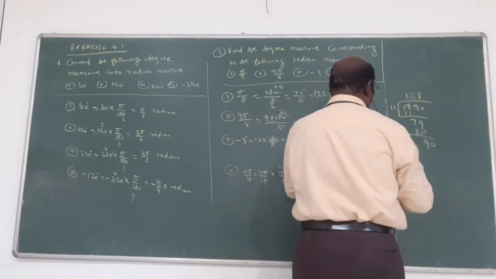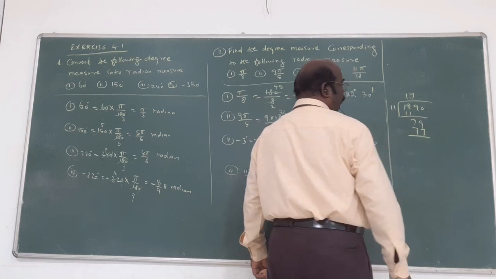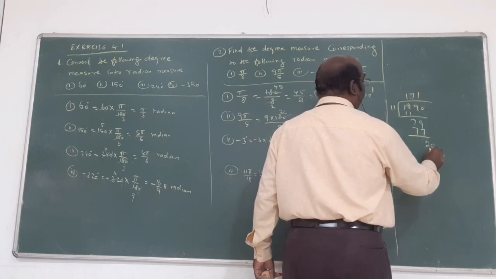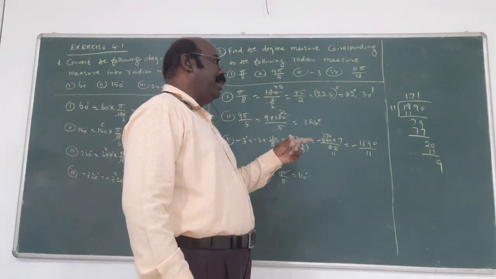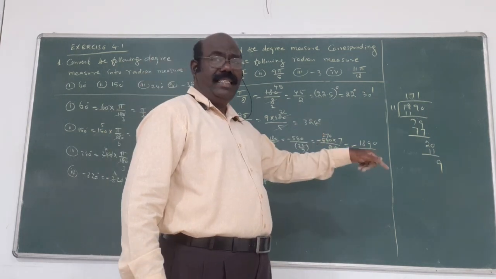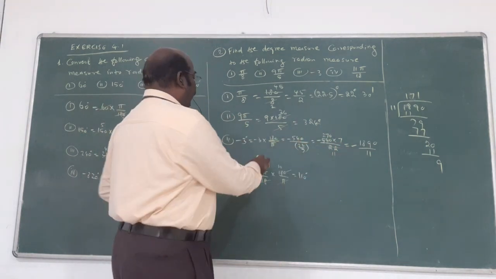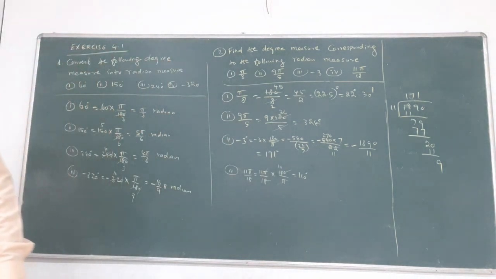Actually, here 7 times, only 7 times. 77. Good. Again 20. Only 1 time. 11, 9. 9 is there. Remain 9. The 9 can be taken as 9 into 60 minutes, for 60 seconds. Now divide, we get the answer equal to 171 degree, into the point something. We get the answer 171 degree.